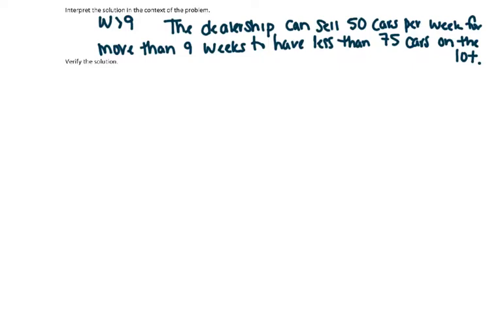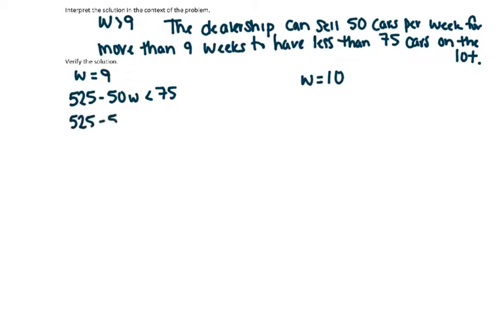So in order to verify our solution, we're going to use W equals 9 because we want to see what happens when we say equal to 9 weeks. And then we also want to see what happens when we say equal to 10 weeks, so greater than 9 weeks. And so we're going to rewrite our inequality. So we have 525 minus 50W is less than 75. And we're going to plug 9 in for W. So now I have 525 minus 50 times 9 is less than 75.